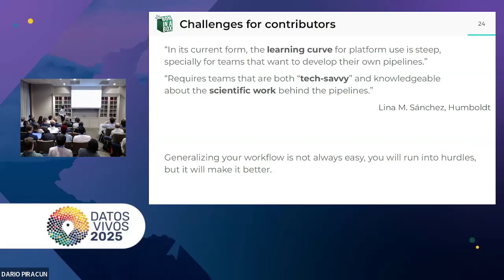Okay, I have 1 minute left. So if you have questions, come to the booth. There are also challenges because there is a learning curve if you want to contribute, but now we have Jory who's there to help you doing this. That's her role. And also the installation is somewhat hard. We can help you with that too. And generalizing your workflow is not always easy, but it will make it better because we'll find errors and you'll be able to correct them and your workflow will be even better.